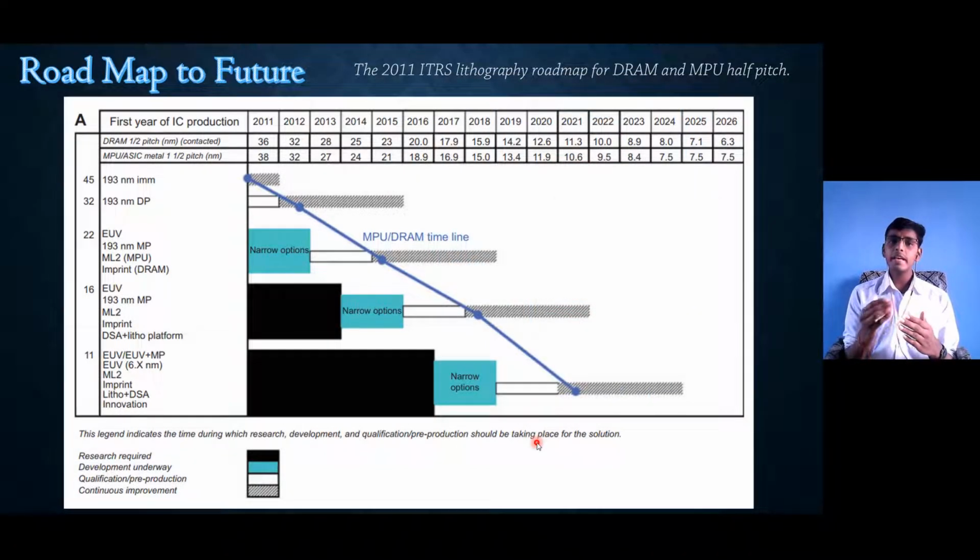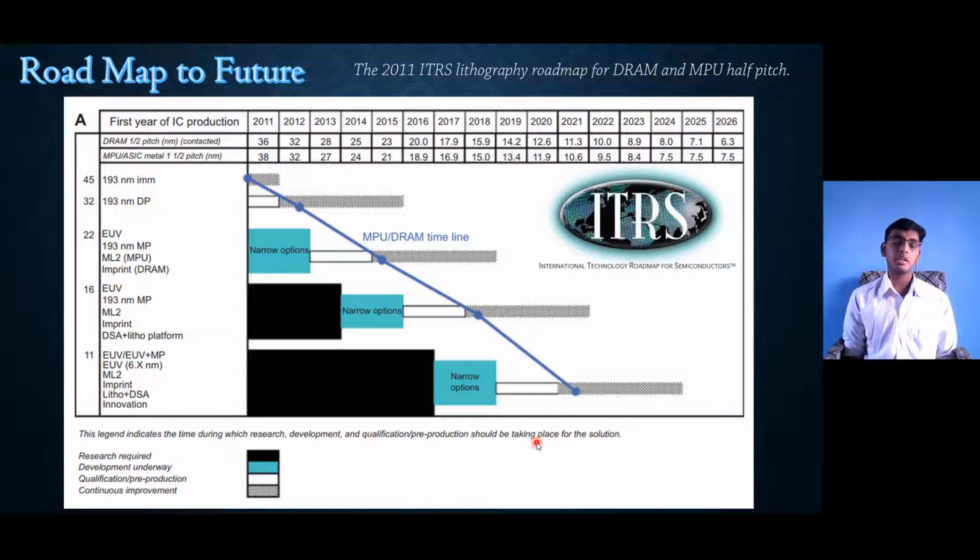So what is our current technology and what are we aiming at in our future? The organization known as ITRS, International Technology Roadmap for Semiconductors, published this roadmap in the year 2011. In 2011 they were able to achieve a half pitch of 36 nanometers, and they were aiming to look at 11.3 nanometer half pitch by the year 2021. This is what they were aiming at.